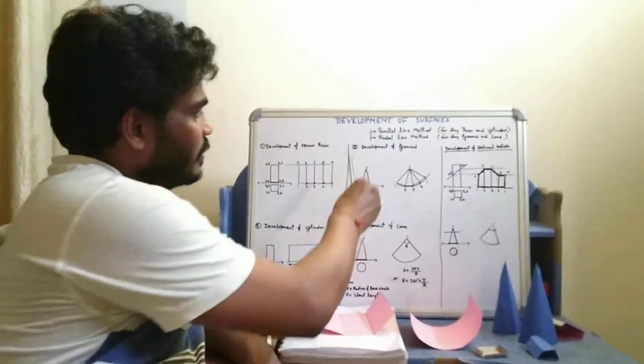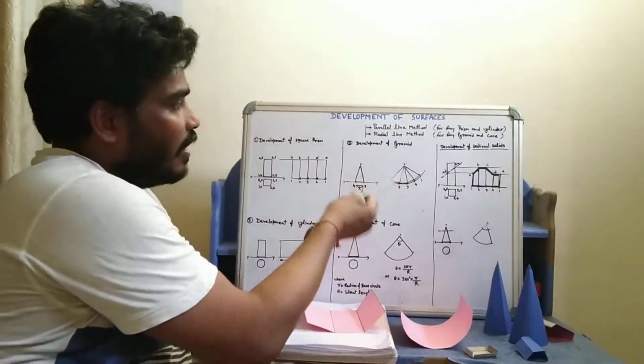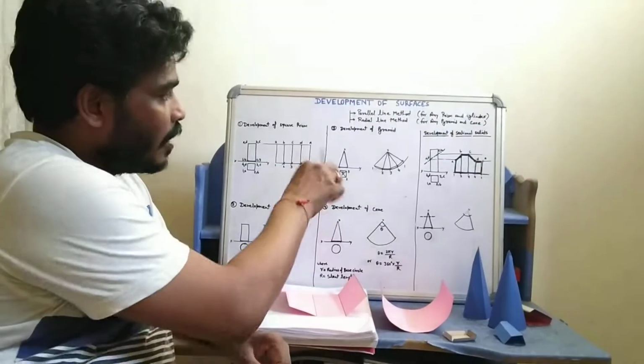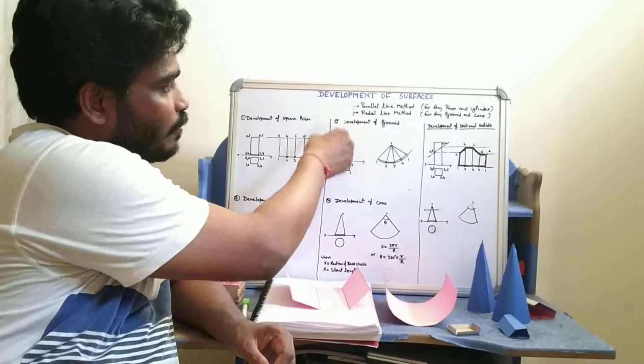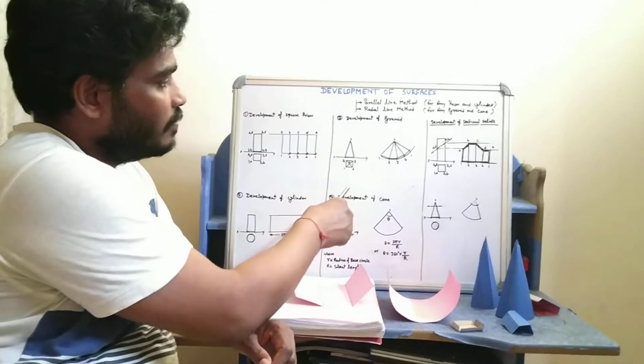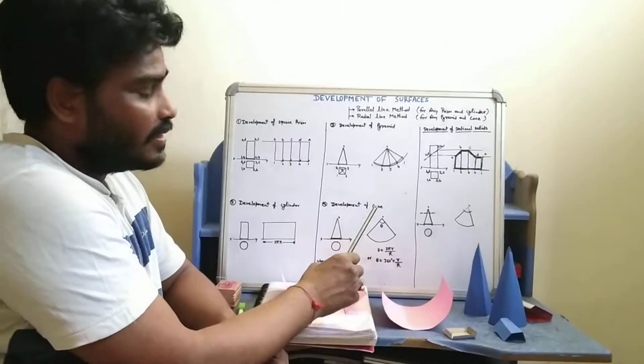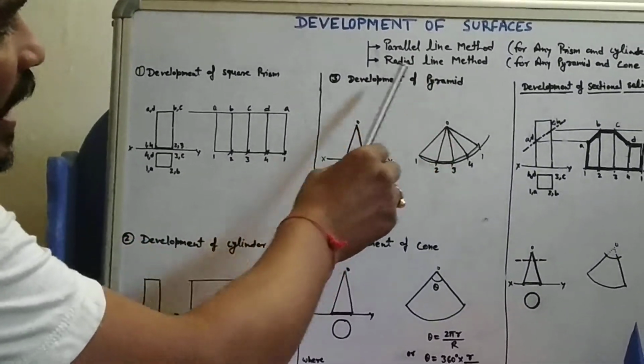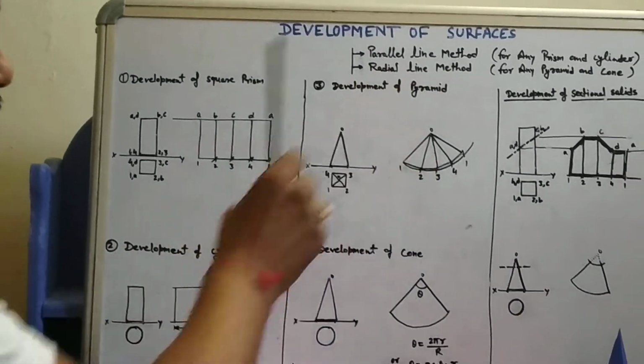So let's start development of surfaces. We have already discussed why it is important and what it means. Now we will discuss how many ways by which we can develop the surface for any solid. There are two methods. First one is parallel line method and second one is radial line method.